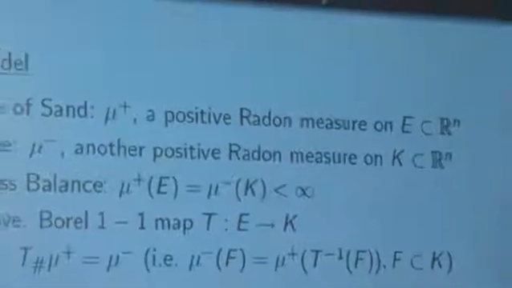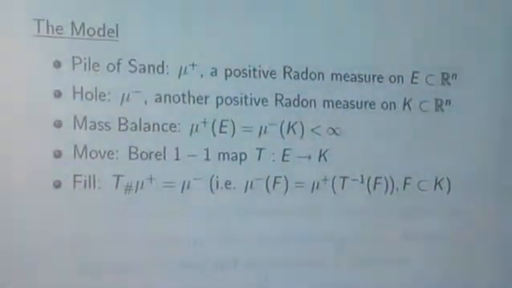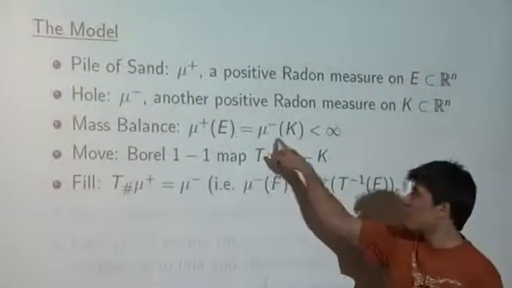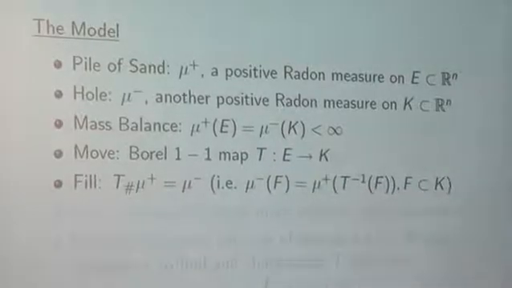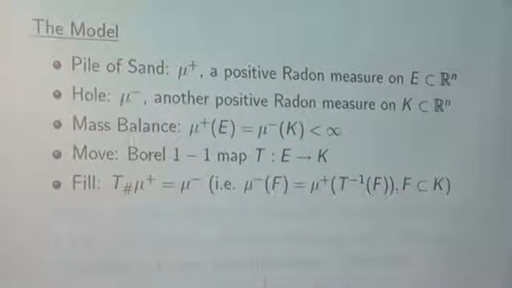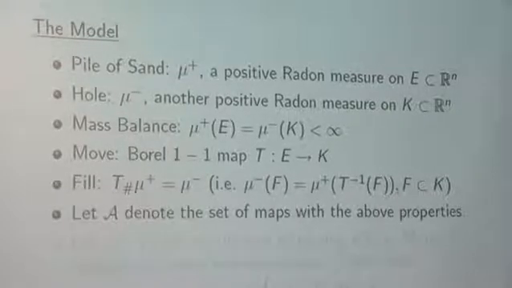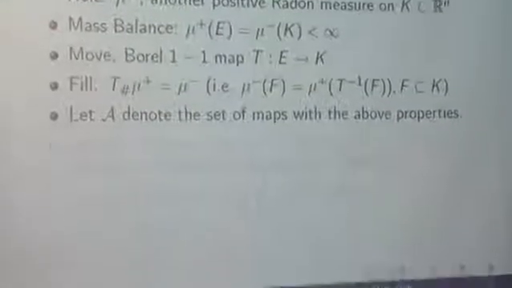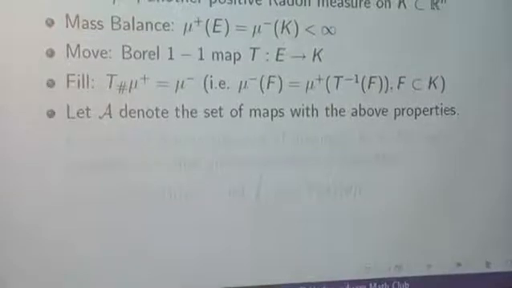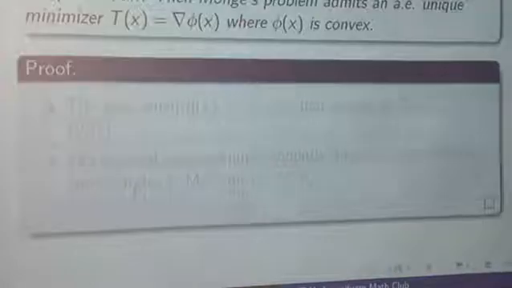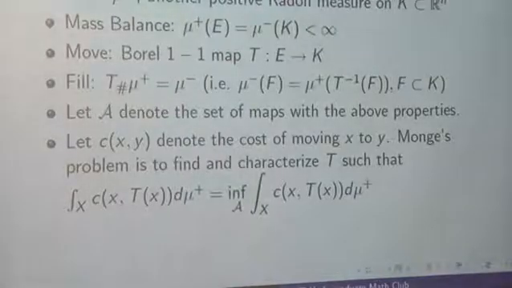Okay, so this is what I was talking about here. So the hole has the same mass or volume as the sand. That's what this says. The move is a one-to-one Borel map that goes from E into K, that goes from the sand into the hole. And then we require that infinitesimal volumes are preserved. So that's what that means, that T pushes mu plus onto mu minus. And we want to minimize the cost. Okay, so that's what I wrote up there. Okay, good.